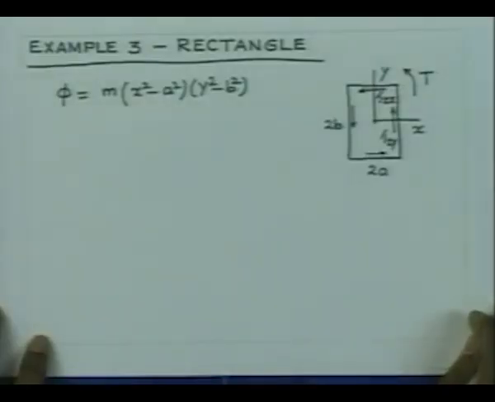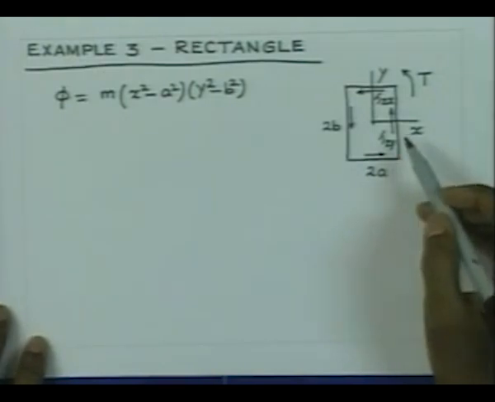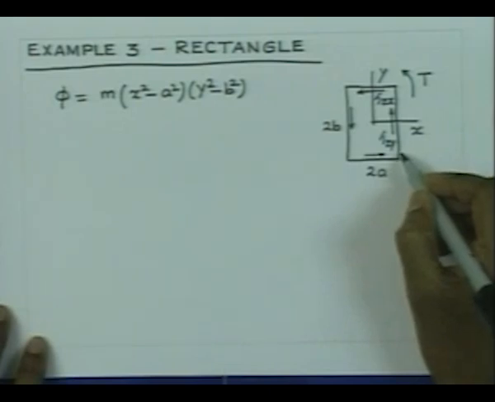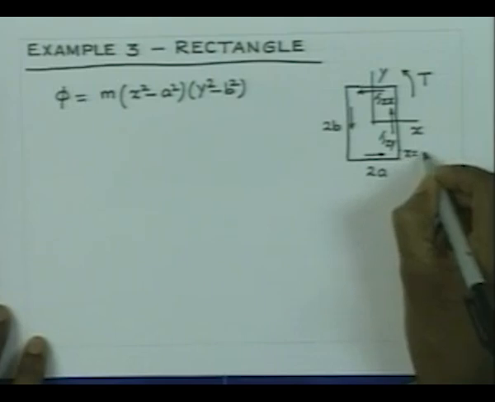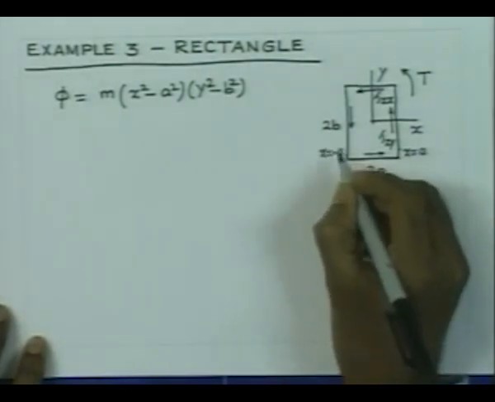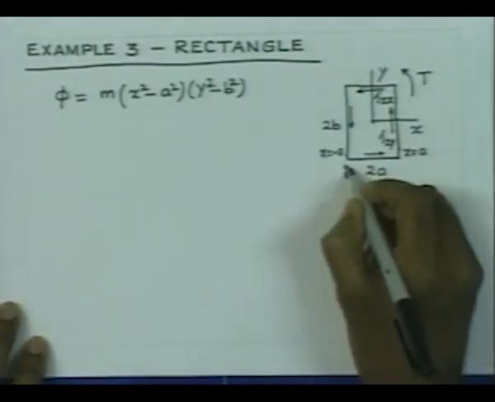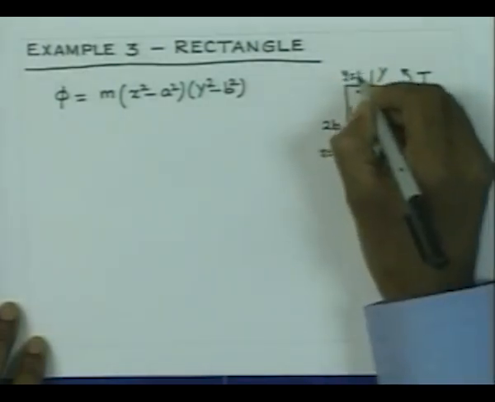Let us get started with an example on a rectangular section. Last time I mentioned that the boundaries of the cross section can be expressed in terms of x and y. The right boundary is x is equal to a, the left boundary is x is equal to minus a. Similarly, the bottom boundary is y equal to minus b and the top boundary is y equal to b.